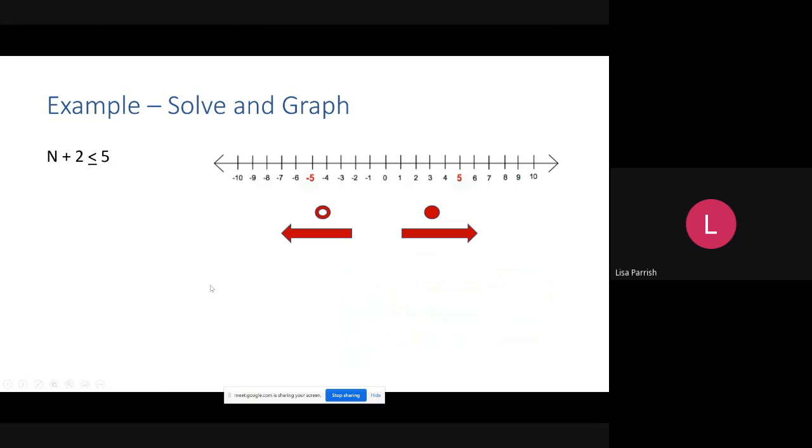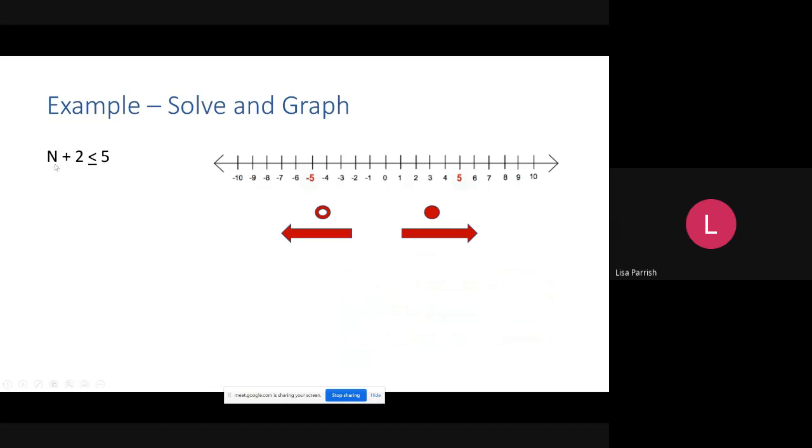Okay, so here's our first example that we're going to solve and graph. The first thing you have to do is solve it. Just like we did on those previous four examples, we have to solve it to get our inequality answer. Then we will take that and graph it. You cannot graph this problem up here. You cannot graph this before you solve it. Okay, so solve first, then graph.